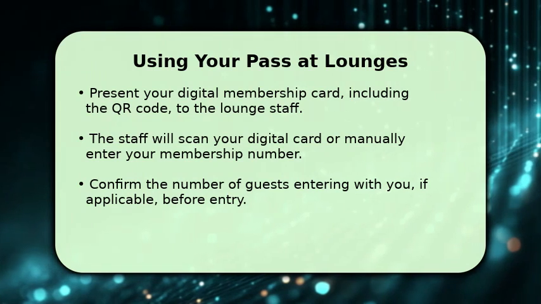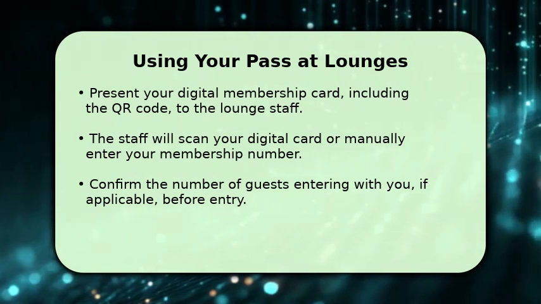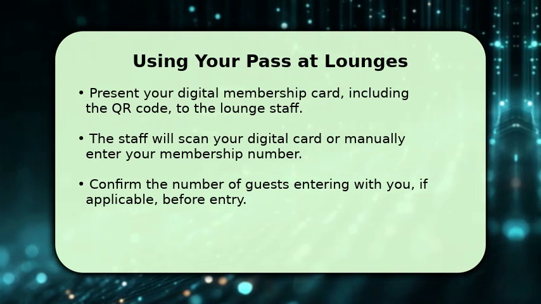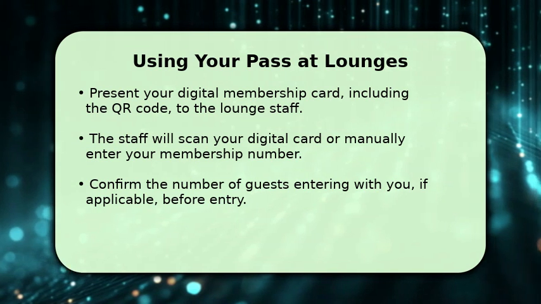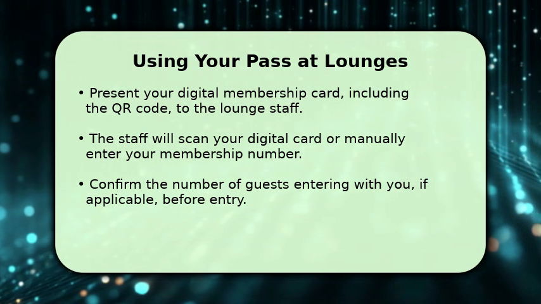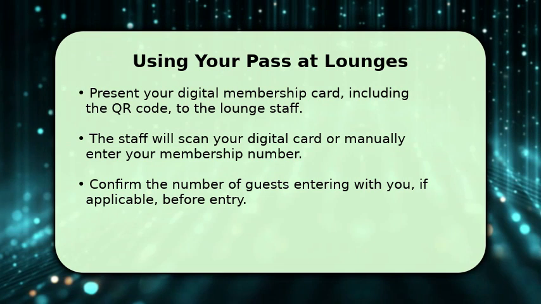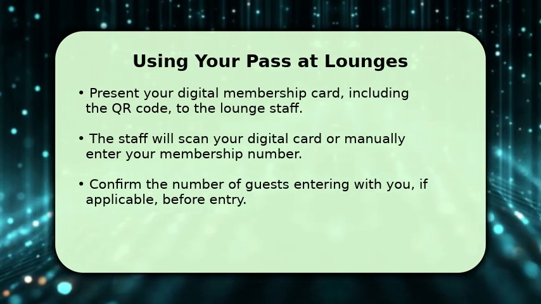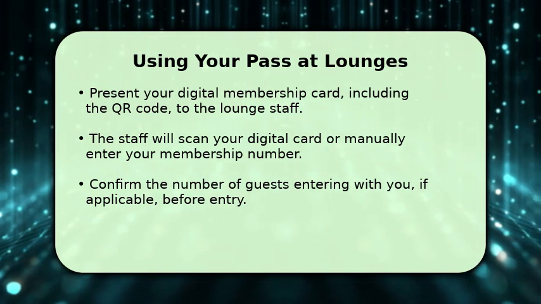When you arrive at a participating lounge, simply open the Priority Pass app and present your digital membership card to the lounge staff. They will either scan the unique QR code displayed on your screen or manually enter your membership number. It is important to confirm the number of guests accompanying you, if any, before you enter. This ensures accurate billing and a smooth check-in process for everyone in your party.